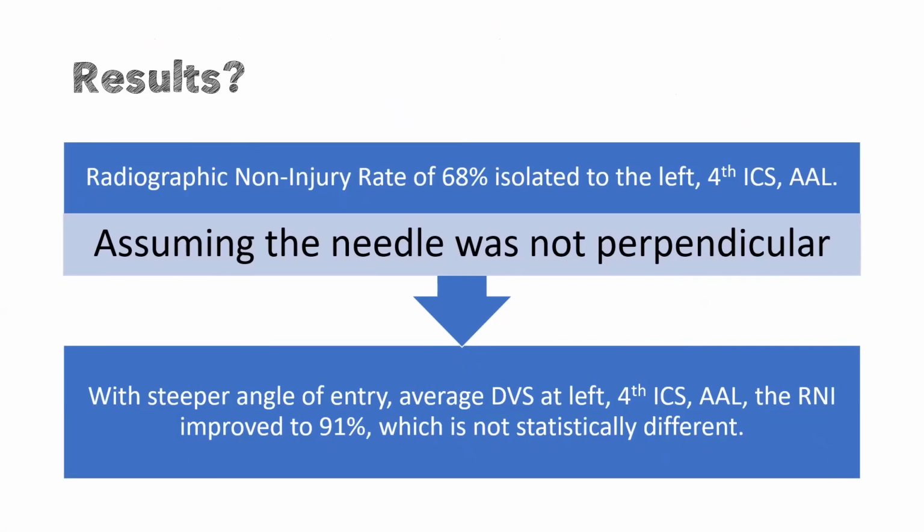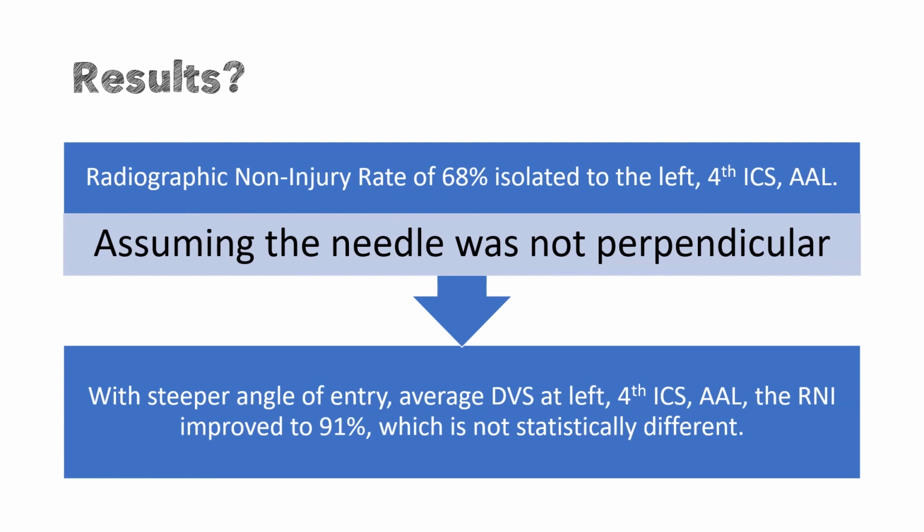Well, they unfortunately had a radiographic non-injury rate of 68%. This was isolated to the left fourth intercostal space, anterior axillary line, which is not that good. So that non-injury rate is pretty low. However, the caveat is this is assuming that the needle was perpendicular, perfectly 90 degrees. Now, if we're sticking a needle in the chest and we're pointing it directly towards the heart, then clearly we could cause some injury there.